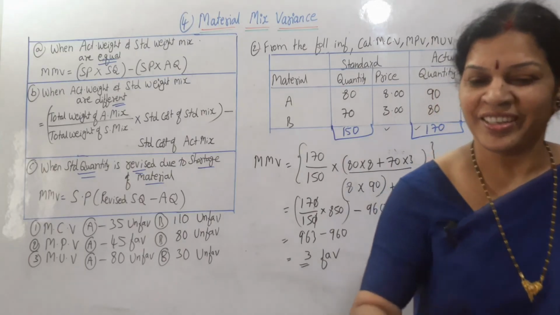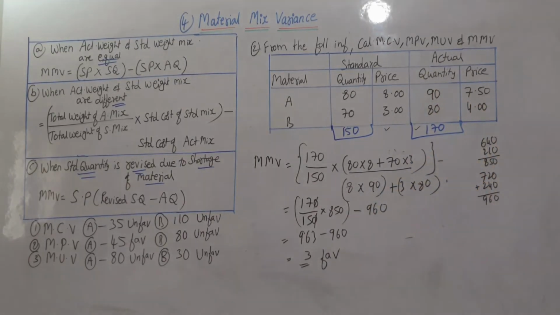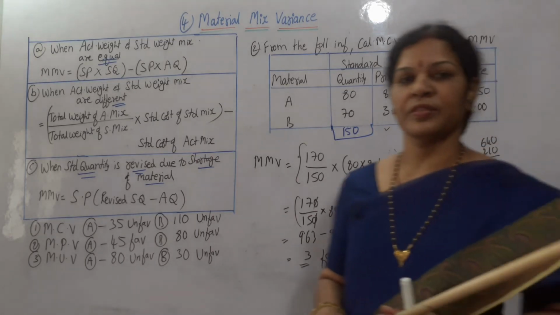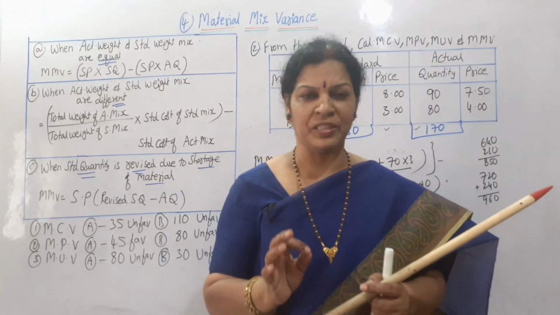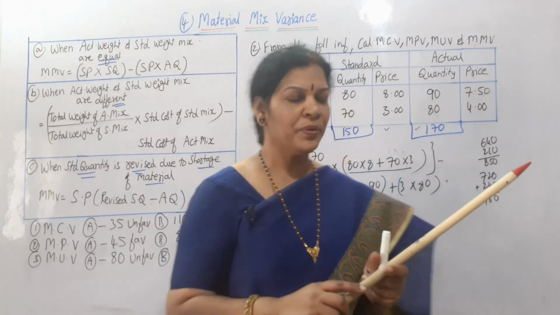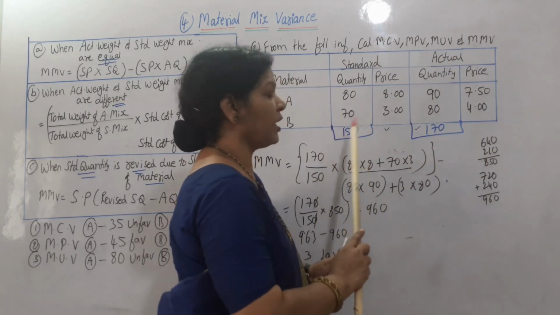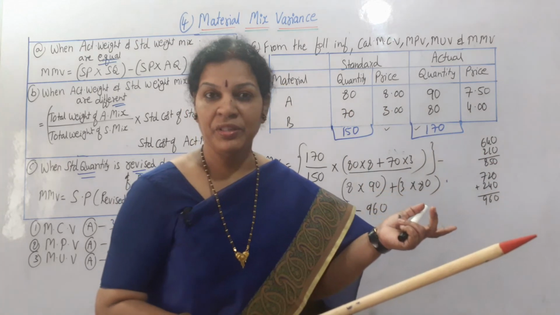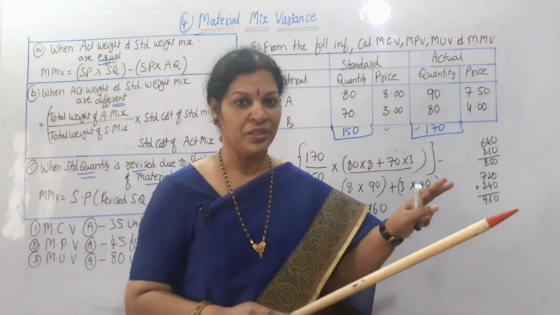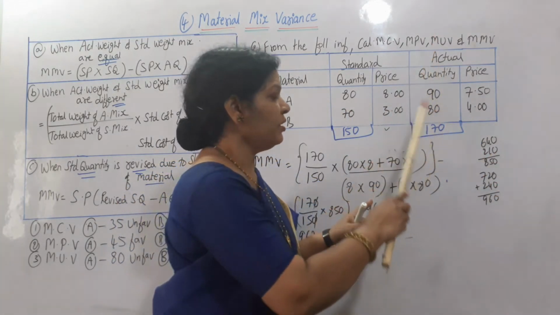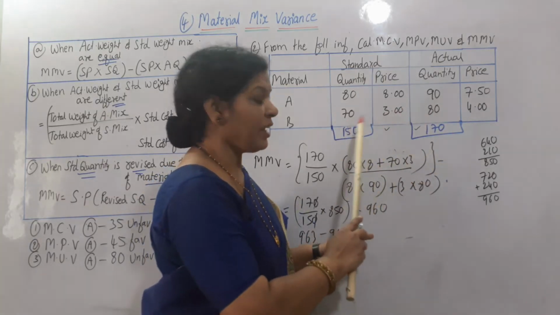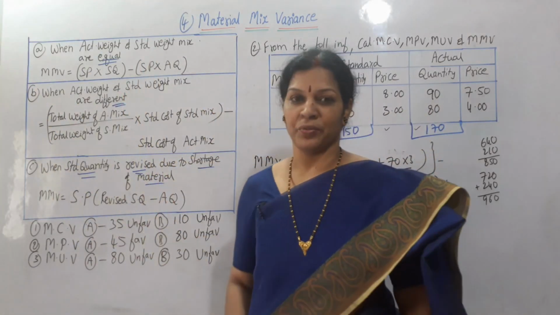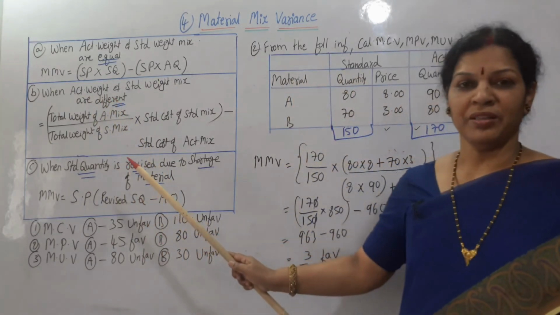Am I clear? Take a screenshot or note it down. I'll give you a recap. In this problem, please remember, as per the given problem, you have to check the total quantity. Quantity is equal or unequal, because revision is not there, a revised quantity is not there. So you have to check the quantities. Quantities are unequal. Unequal means we take the second formula. Remember this formula and apply it.